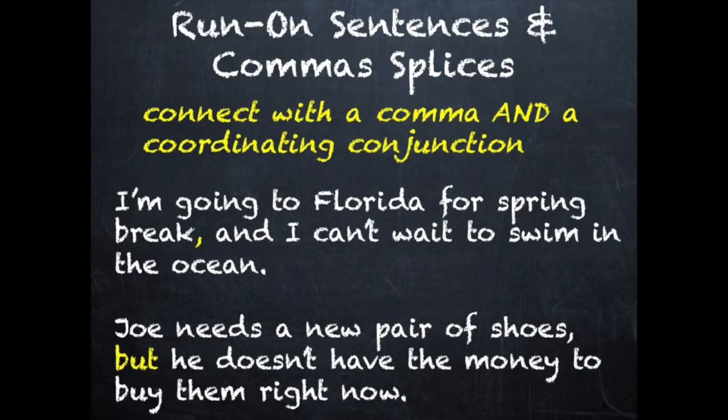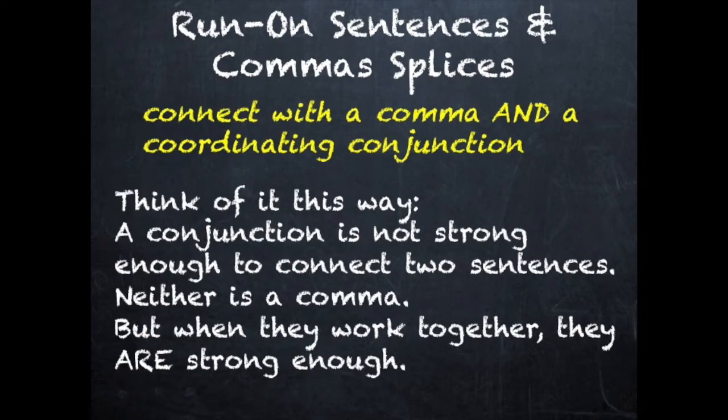In the top one, we add the comma to go with the conjunction. In the bottom one, we add the conjunction that was missing to go along with the comma. So either of those would be correct. Now you can connect the two complete sentences. You might think of it this way. A conjunction is not strong enough to connect two sentences, neither is a comma, but when they work together, they are strong enough.